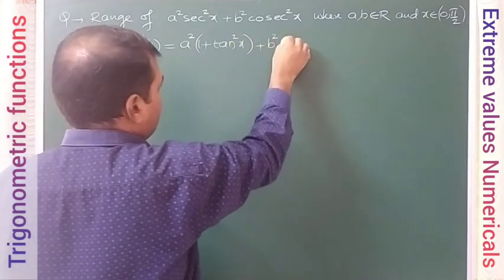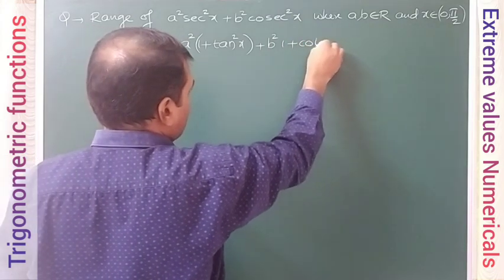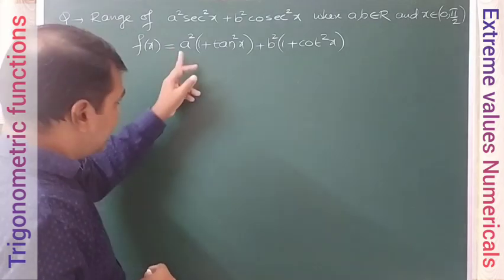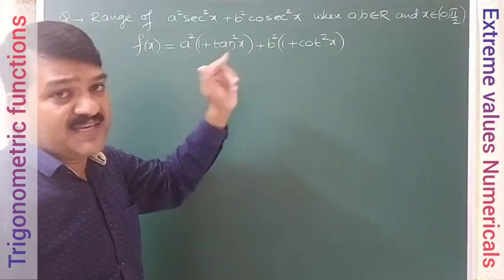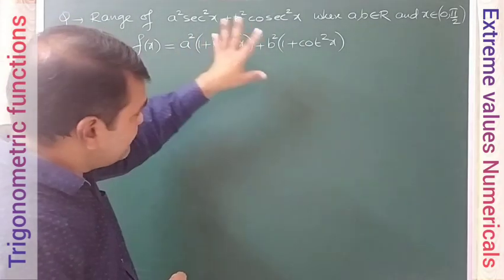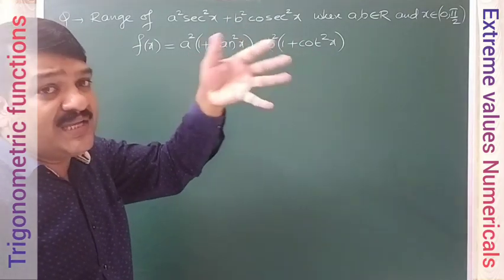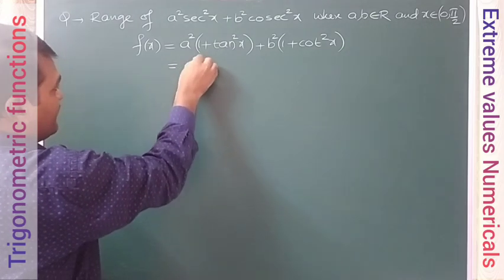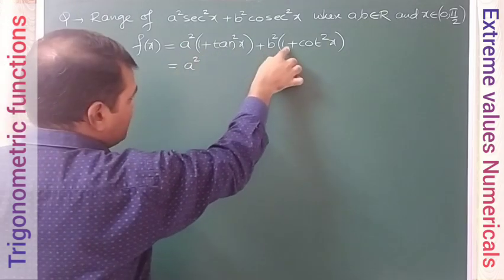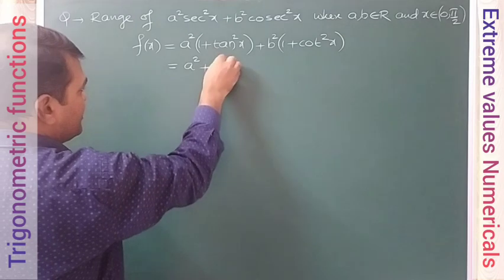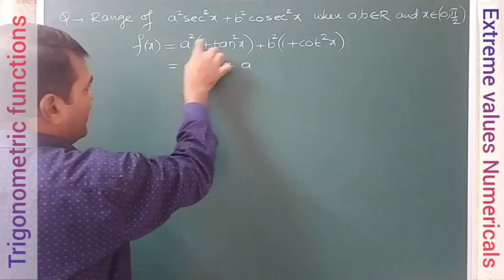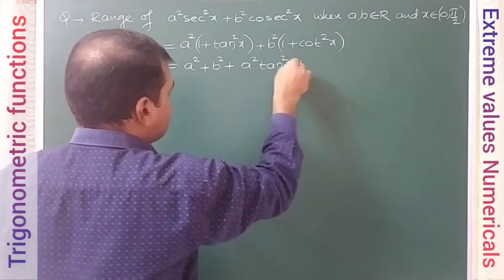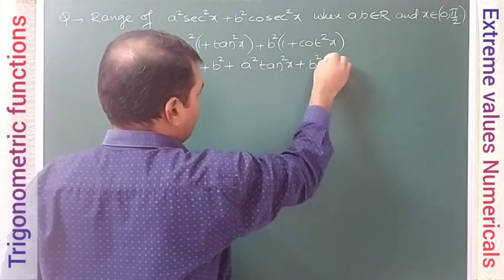Cosecant square x can be written as 1 plus cot square x. So if I write like this, we will get two reciprocal functions here. When you have reciprocal functions, it is easy to calculate extreme values. So when we simplify, a square plus b square, I am writing first, plus a square into tan square x plus b square into cot square x.